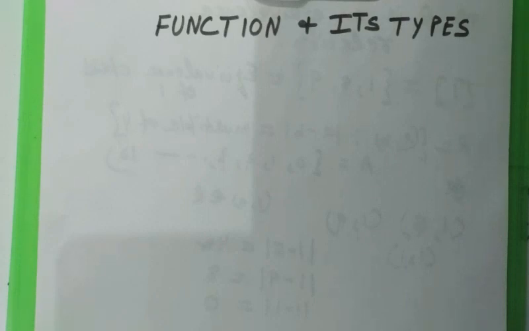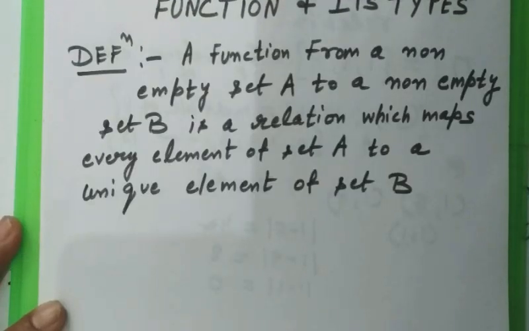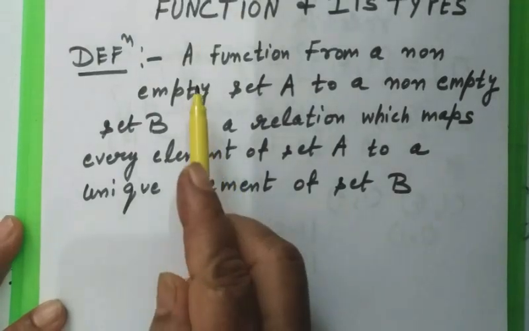The detailed definition of function I have already discussed in the class 11th video. In this video I will be discussing in brief the definition of a function and in detail the types of functions, that is one-one or injective functions, onto or surjective functions, with examples. So let us start. In brief, let us discuss the definition of a function.